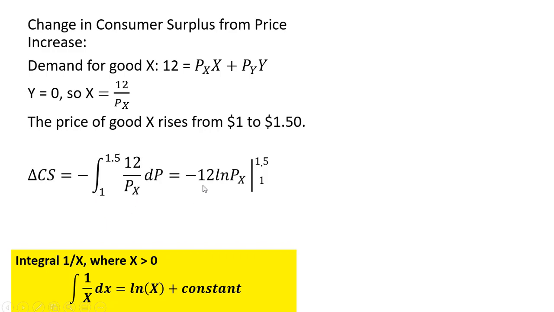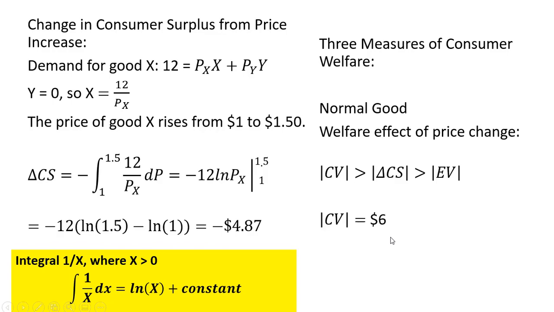Solving for the integral, which I give the rule down here, 1 over x is just the natural log of x. And now evaluating, we get $4.87. Our three measures of consumer welfare. Okay, that's it. I hope you found this video useful.